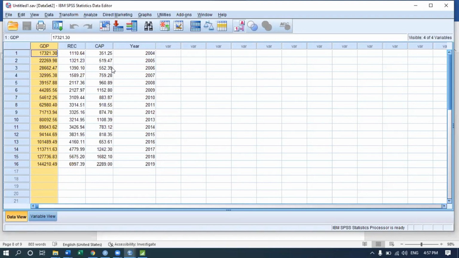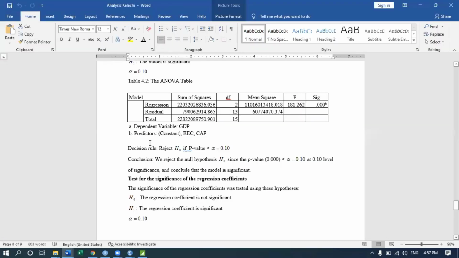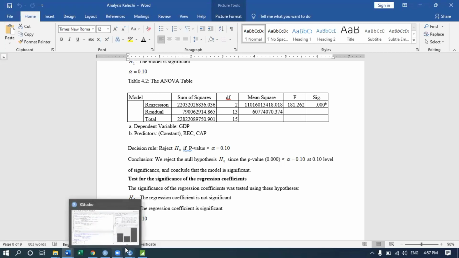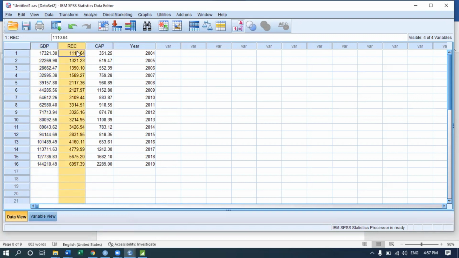Predictor is for independent. So I'll try to explain that. Now the dependent variable here is GDP. We want to study the relationship between GDP and REC and CAP. We want to check if recurrent expenditure, which is the meaning of REC, and capital expenditure, if I know both of them, can they help me to know the GDP of the country?